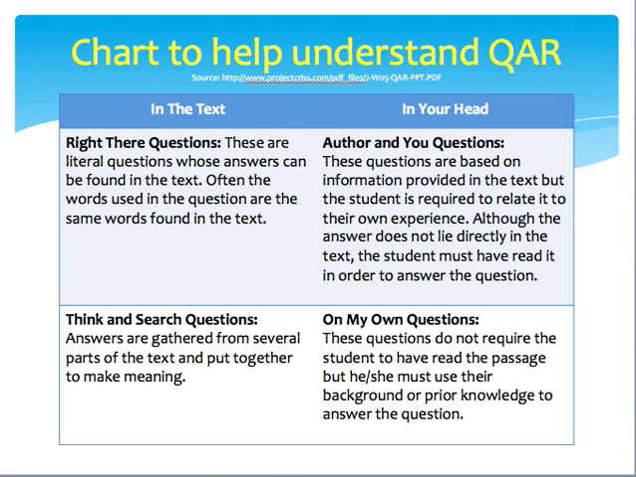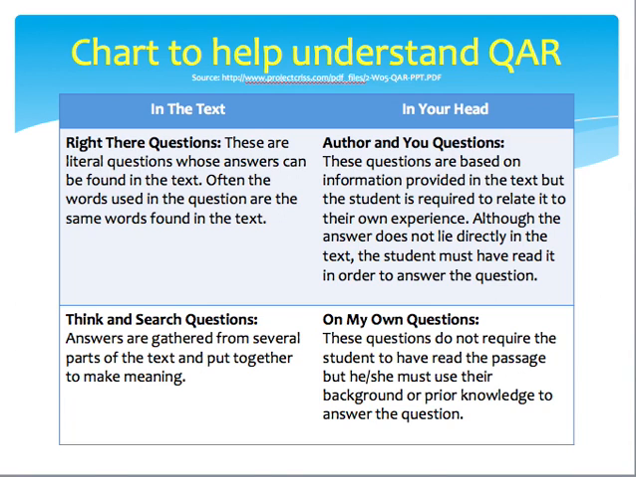So in order to understand this QAR strategy better, we're going to look at this chart. This chart categorizes the 4 different types of questions into 2 specific categories, the in the text category and the in your head category. We're going to look first at right there questions. These are literal questions whose answers can be found directly in the text. Often the words used in the question are the same words found in the text. When you see questions like who, what, when, where, names, dates, lists, or direct statements, these fall into the category of right there questions.